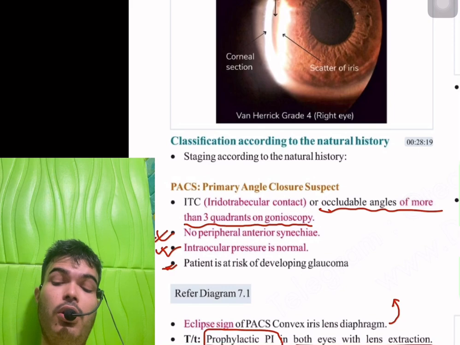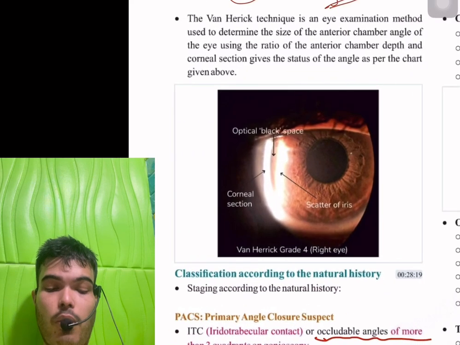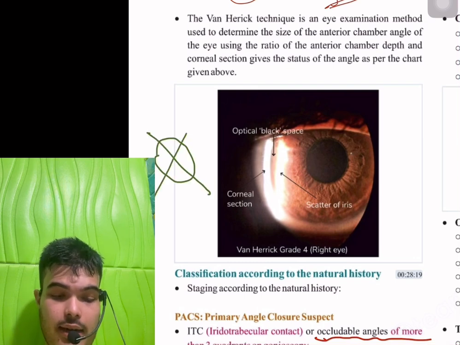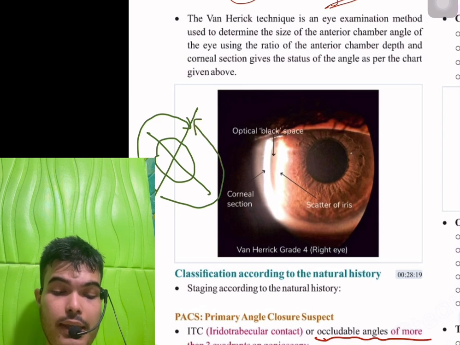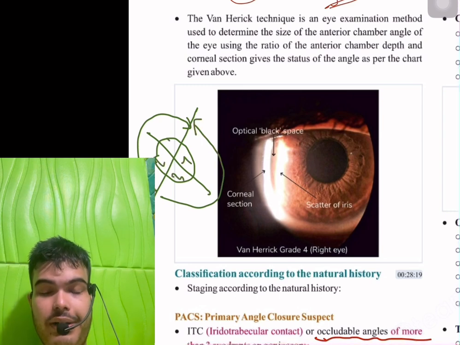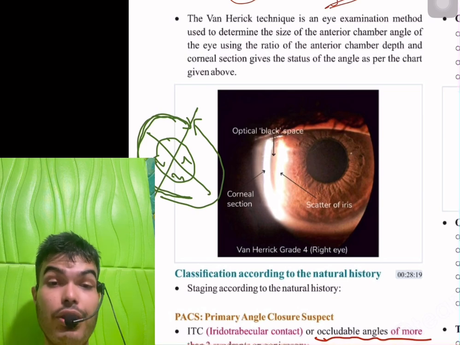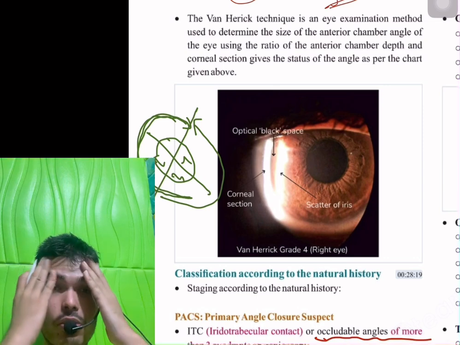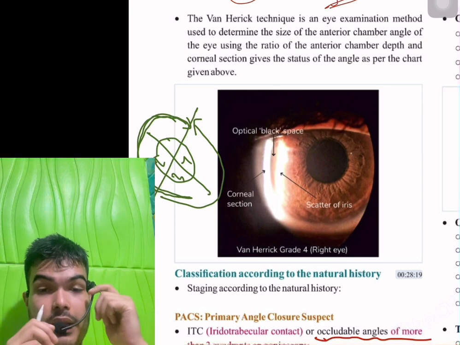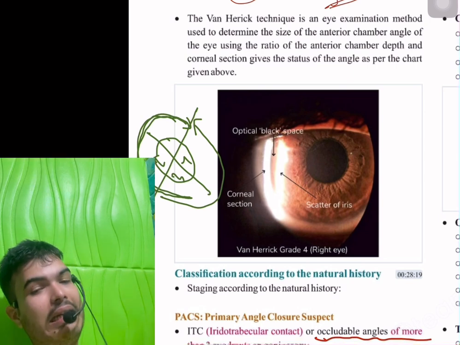That means, okay, suppose this is your eye. This is your eye. I divide it into 4 quadrants. This is 180 degrees. This is the other 180 degrees, right? So I examine, and 1, 2, 3, 4. I see occludable angles in 3 quadrants. 3 quadrants like this. Iridotrabecular contact or occludable angle of more than 3 quadrants. More than 3 quadrants. Okay, then on gonioscopy, that is known as primary angle closure suspect. Okay, without any peripheral anterior synechiae, and the intraocular pressure is normal. The patient is just at risk of developing glaucoma.